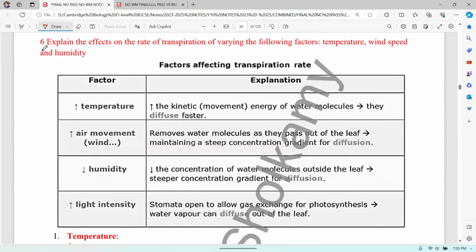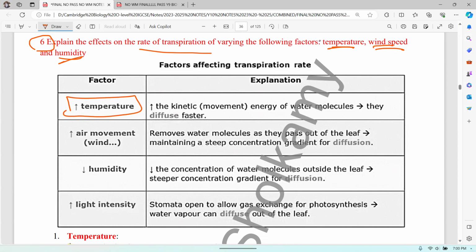Okay, the last thing that I'm going to explain, and I promise I'll let you go. Objective 6: explain the effects on the rate of transpiration of varying the following factors: temperature, wind speed, and humidity. Now, logic, you don't even need to read. When there is more temperature, will this lead to more evaporation of water, more transpiration, or less transpiration? More transpiration. Can you tell me why? Because more molecules have what?